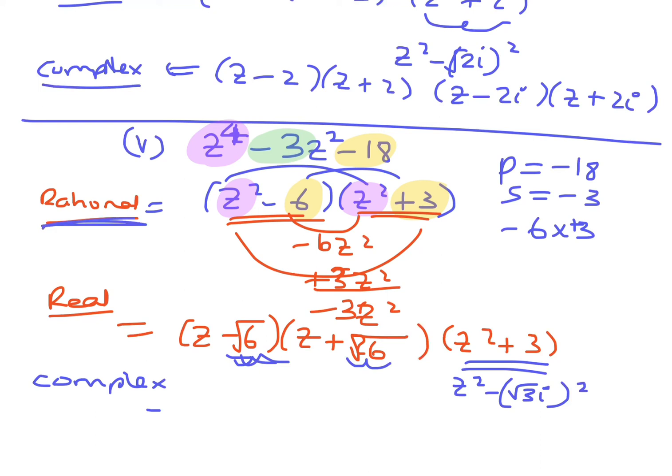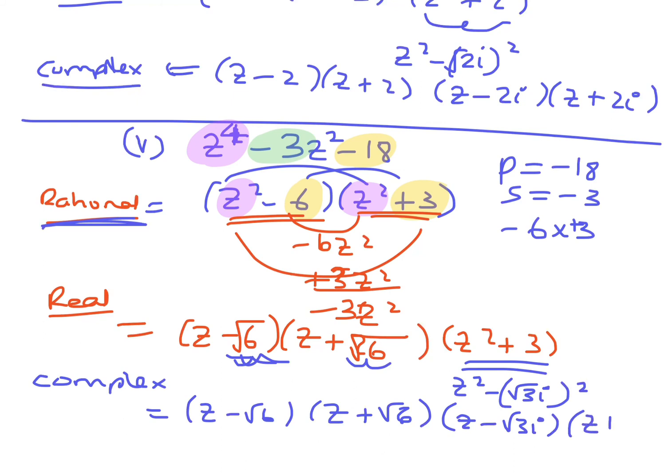So the complex field, that would be z minus root 6, z plus root 6, and then z minus root 3i, z plus root 3i, and those would be the factors.